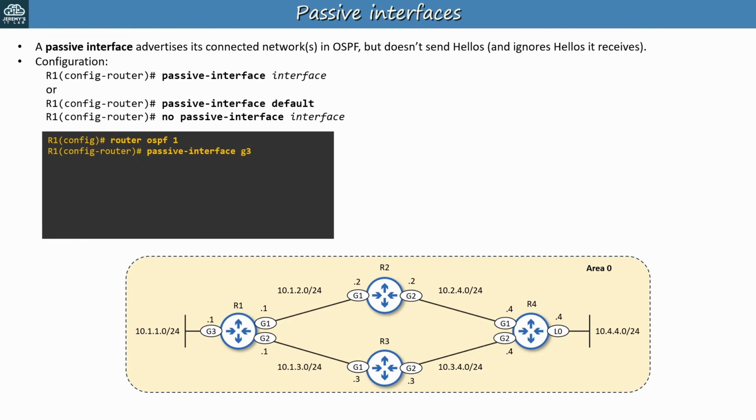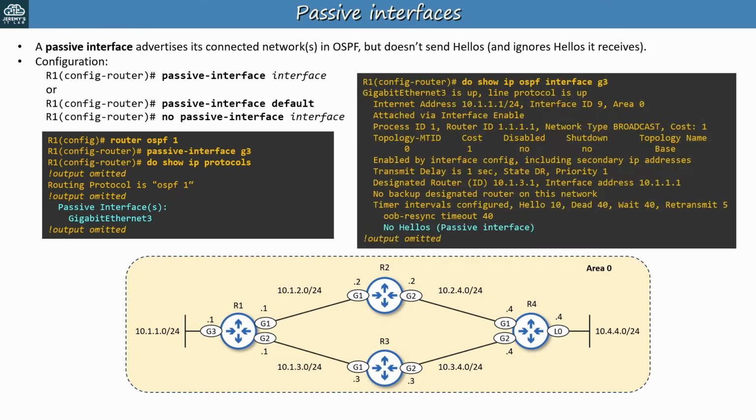To test, I configured passive-interface G3 on R1. There are a couple of commands you can use to verify passive interfaces. One is show ip protocols. Under the OSPF section, there is a list of passive interfaces. Another option is show ip ospf interface. If an interface is passive, it will say no hellos (passive interface), like here. Now that G3 is passive, R1 will only send hellos out of G1 and G2, the interfaces that actually have OSPF neighbors. The other routers still learn about G3's network, but R1 doesn't send hellos out of that interface.